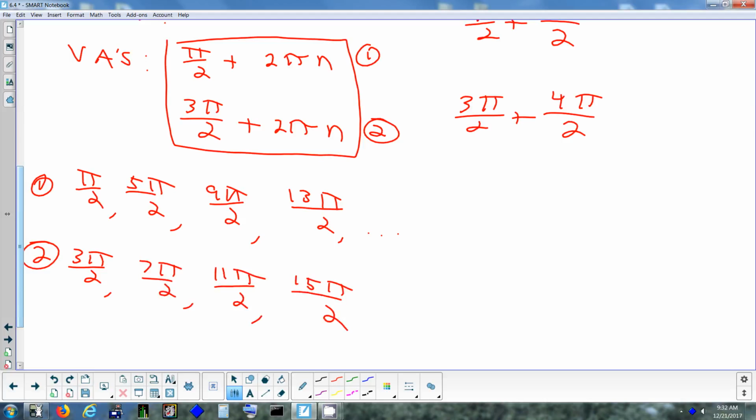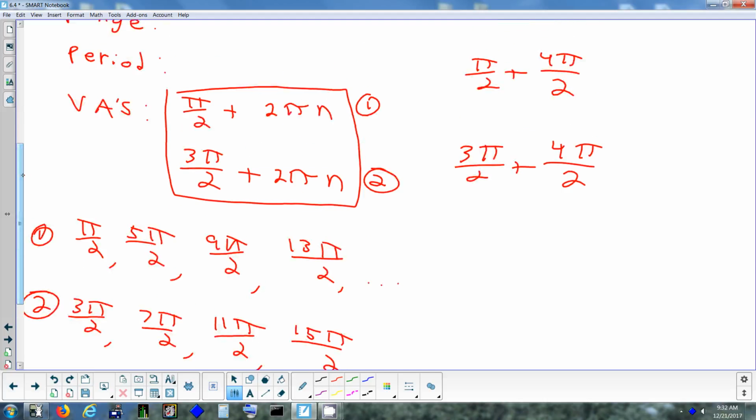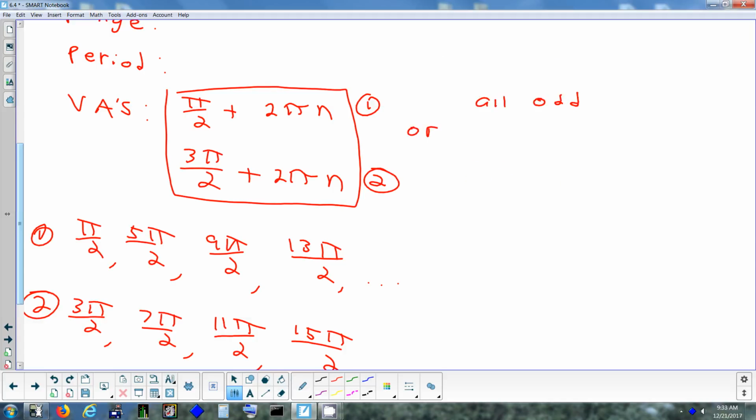So there's really a shorter way to describe all the asymptotes. You don't have to describe them using two separate equations. The asymptotes occur at pi over 2, 3 pi over 2, 5 pi over 2, 7 pi over 2, 9 pi over 2, 11 pi over 2, 13 pi over 2, 15 pi over 2. They occur at all odd multiples of pi over 2. That's a shorter way to describe it. Okay? So for vertical asymptotes, you could say all odd multiples of pi over 2.